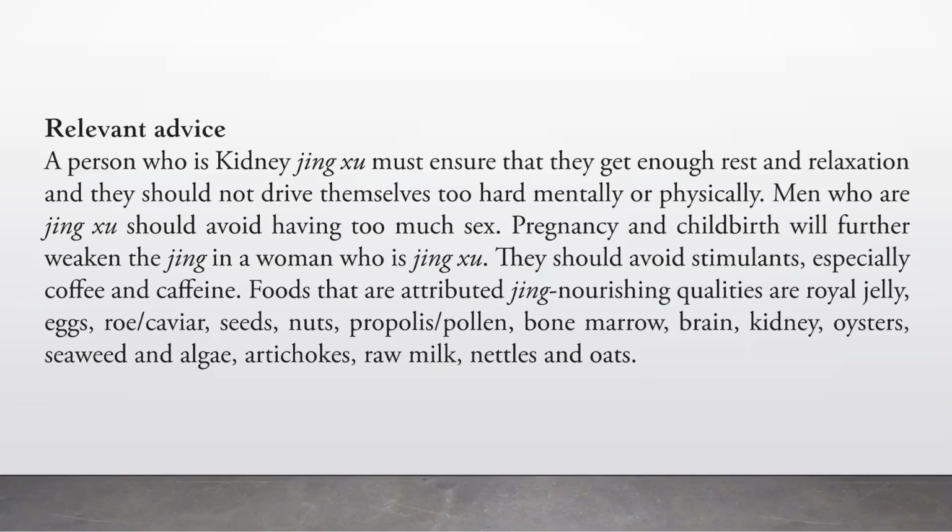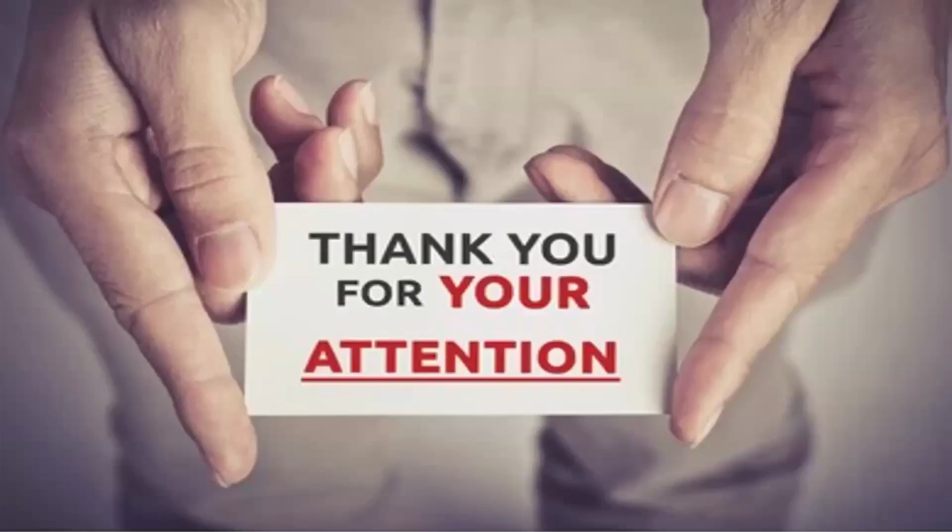Foods that are attributed Jing nourishing qualities are royal jelly, eggs, raw caviar, seeds, nuts, propolis, pollen, bone marrow, brain, kidney, oysters, seaweed and algae, artichokes, raw milk, nettles, and oats.